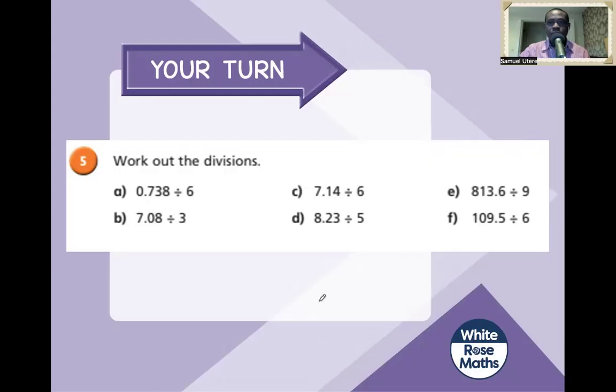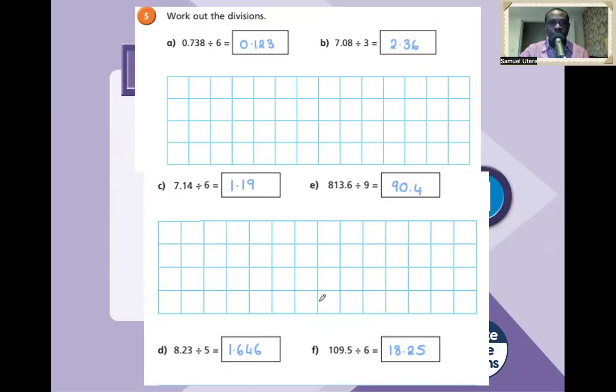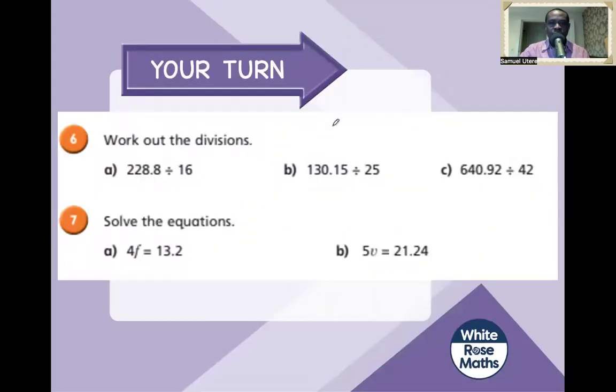Assuming you've paused the video and you've answered question 5, here are the answers. Mark your work and celebrate your success. By now, you should know how we do short division. So you draw your bus stop or your short division diagram, and then you do your calculations as usual. Pause the video and answer questions 6 and 7 in 4 minutes. Remember what we said about doing these 2-digit calculations.